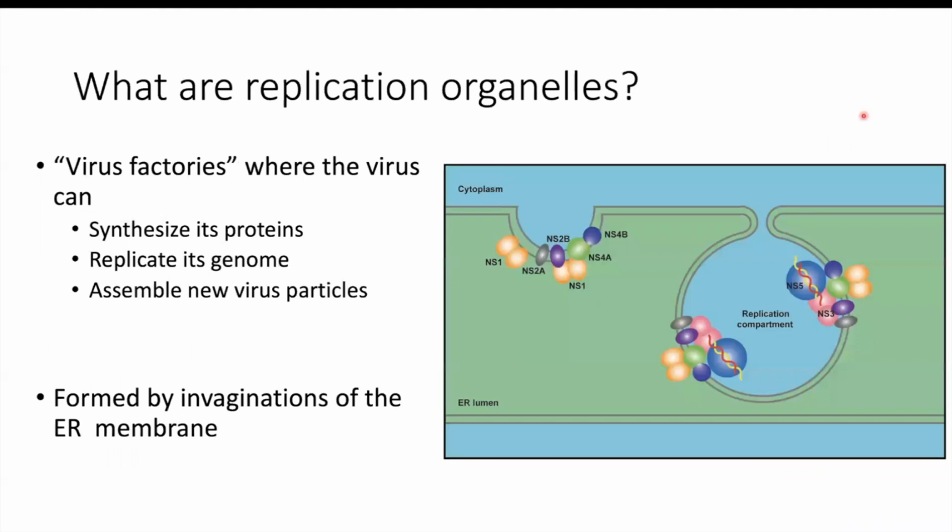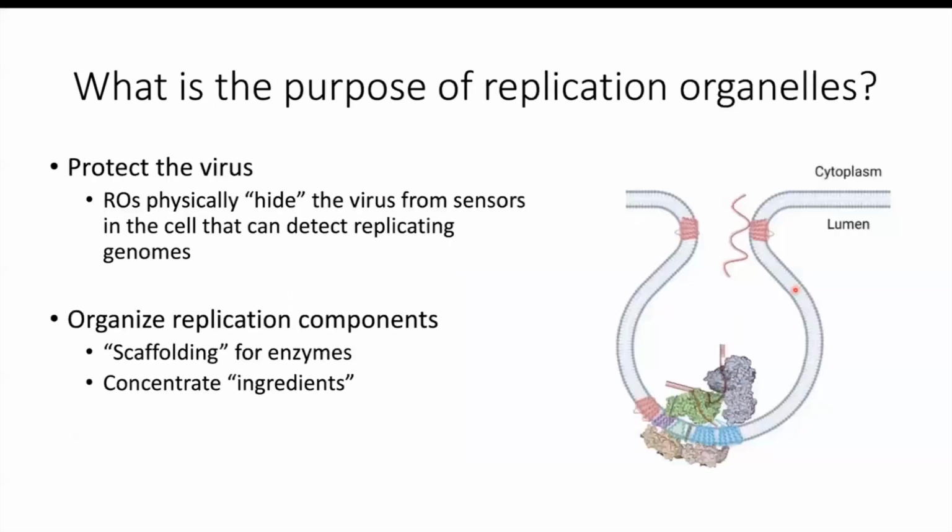So, what are replication organelles? You can think of these as virus factories where the virus can synthesize its proteins, replicate its genome, and assemble new virus particles. Physically, these are structures called invaginations in the ER membrane. Essentially, this is the ER membrane, and there is a dent that's formed and it slowly makes this bubble-like compartment where all these activities take place.